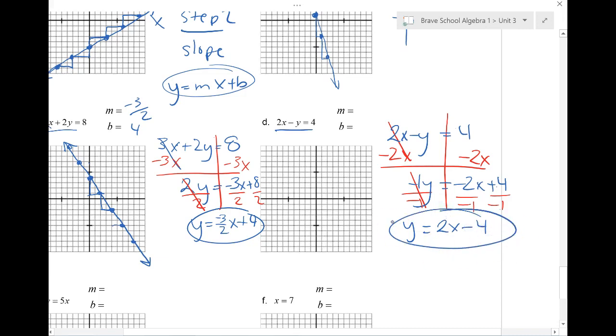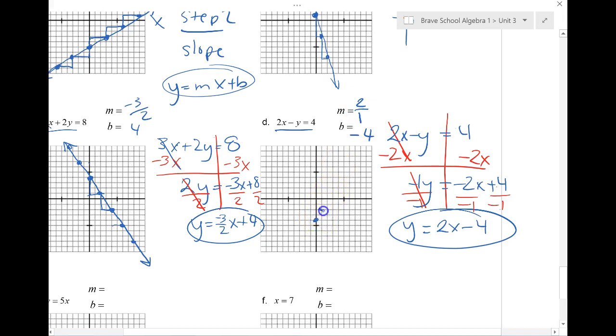So now we have y equals 2x minus 4. So now the slope is 2, but then remember we need it as a fraction, so we put it at 2 over 1, and then the y-intercept is negative 4. Start in the middle, go down to negative 4, the y-intercept, and then the slope is 2 over 1, so we go up 2, right 1.